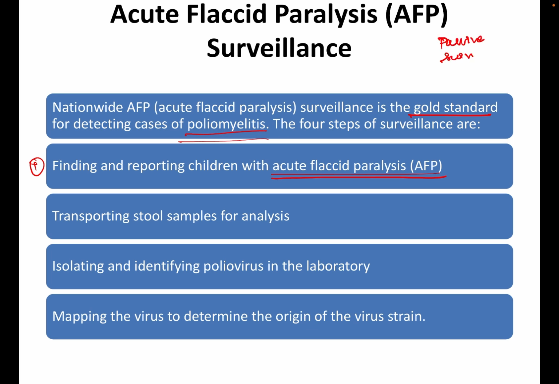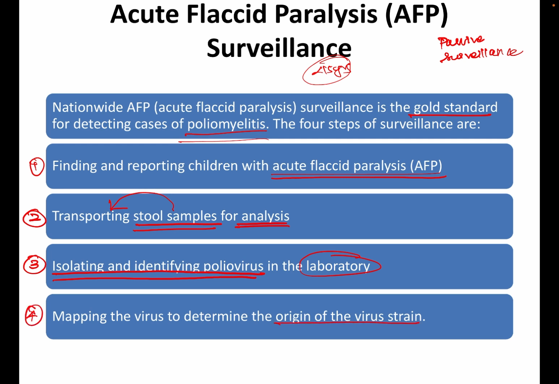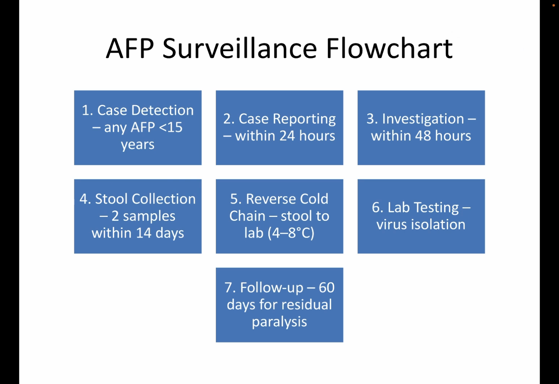Whenever a child less than 15 years of age reports to you with a sudden onset of weakness, not necessarily in the lower limbs, a sudden onset of weakness without any sensory involvement, you should have a high suspicion, and you should initiate the collection of stool samples as well as transporting those collected stools for analysis. Then, if this turns out to be positive, isolating and identifying the poliovirus inside the laboratory has to be done. And once this is done, we have to map the virus to determine the origin of the viral strain. How it is done, we'll see subsequently.